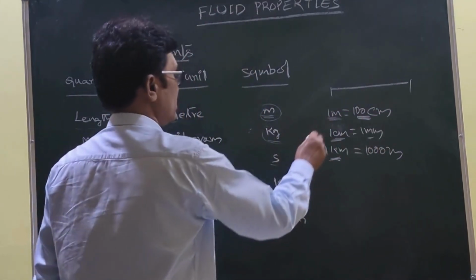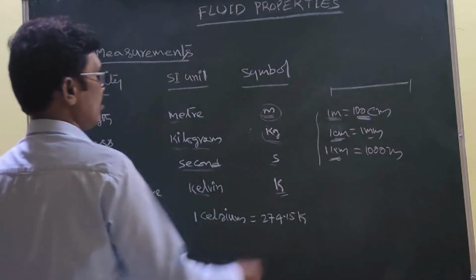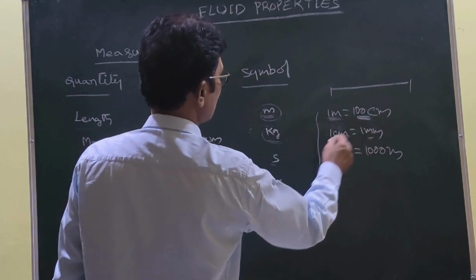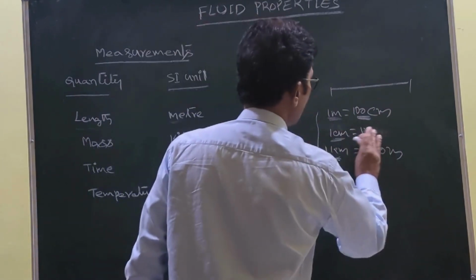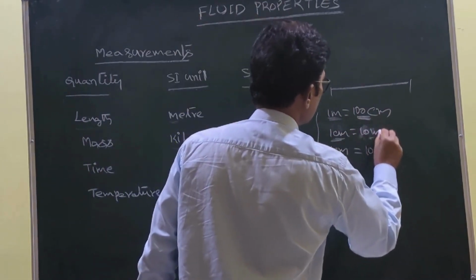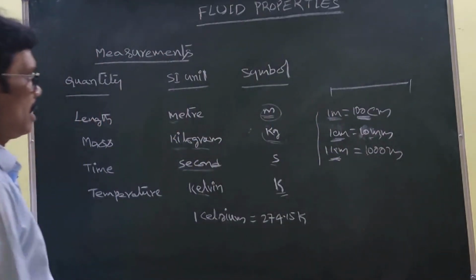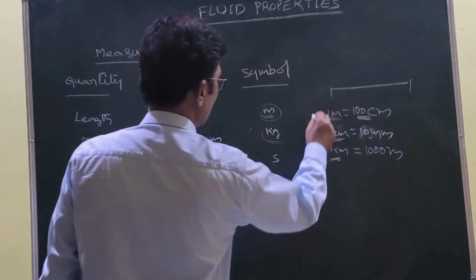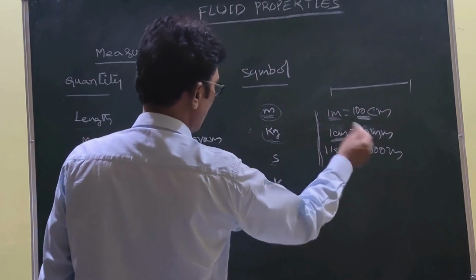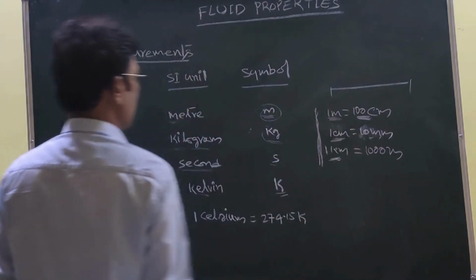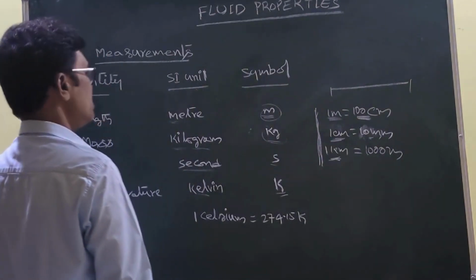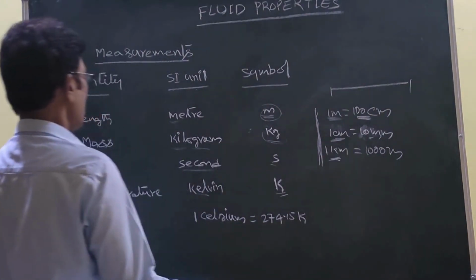So these are the relations. 1 meter we can convert into centimeters and millimeters. 1 centimeter equals 10 millimeters. Of course there are a few more, but we can understand up to this, and if required we can learn later.